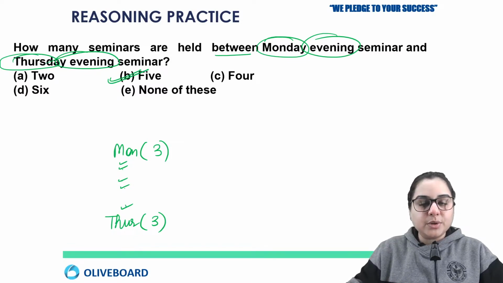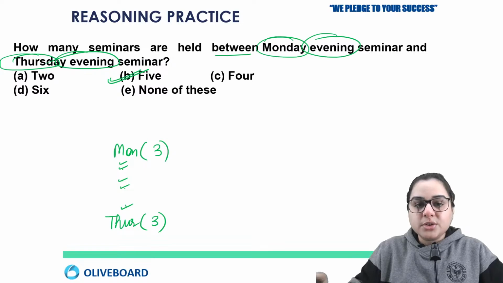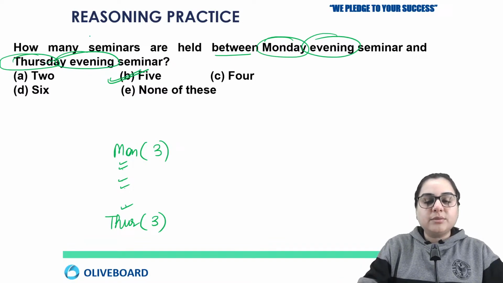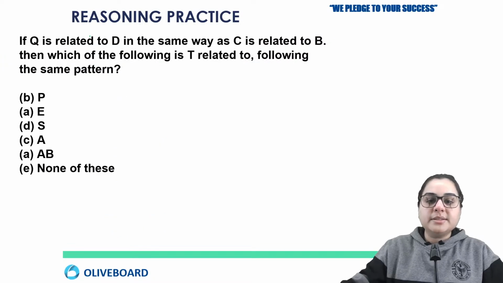And one more thing I would like to recommend here is that whenever you get this kind of question in your exam and you have no time to solve the puzzle, because sometimes it happens that you are left with just 1 minute and you don't have sufficient time to make a complete solution for a puzzle, you are just going to look for the 5 questions. Sometimes this kind of question can be there for which we hardly need any solution. So there will be 5 seminars between Monday evening seminar and Thursday evening seminar.